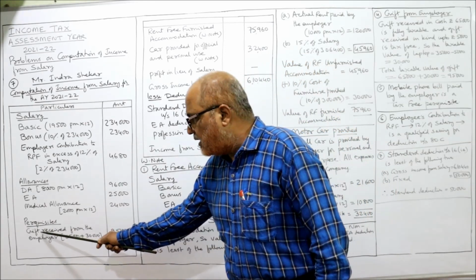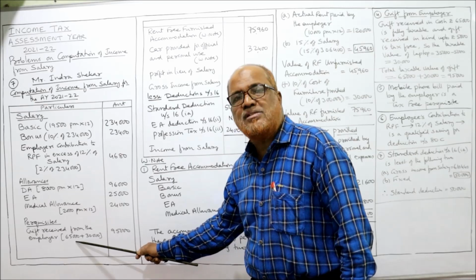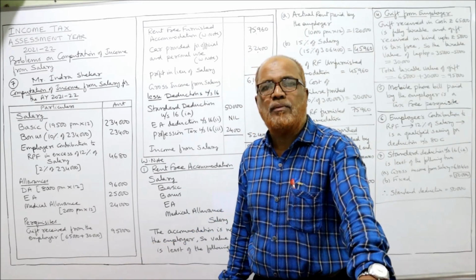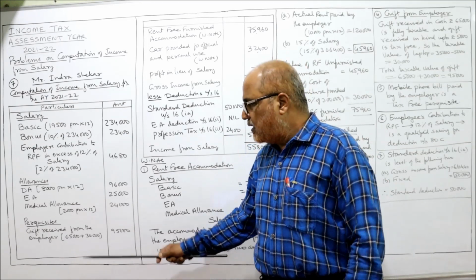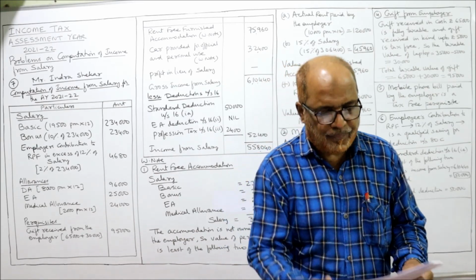So here you can see the cash gift received from the employer, 65,000 rupees, and 30,000. Actually in the problem 35,000 is given. Out of 35,000, 5,000 is not taxable, 30,000 is taxable. So 95,000 is taxable.